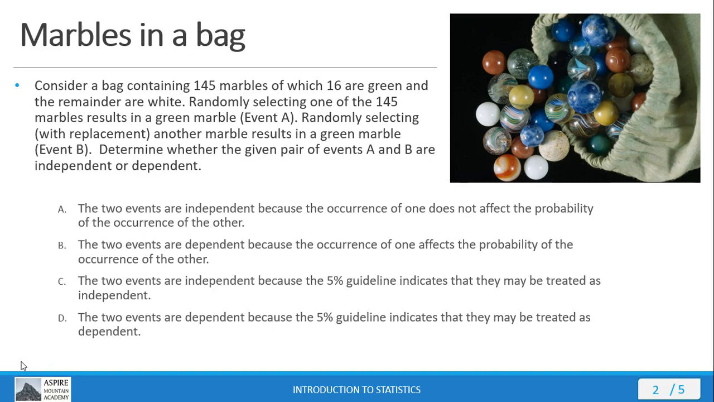Okay, well, I hope you selected answer option A. These events are independent because the occurrence of one does not affect the probability of the occurrence of the other. Typically, when you're selecting with replacement, your events will be independent. When you're selecting without replacement, your events will be dependent. The real clue to knowing whether they're independent or dependent is in the problem statement. It says you're selecting with replacement, so typically that means the events are independent.